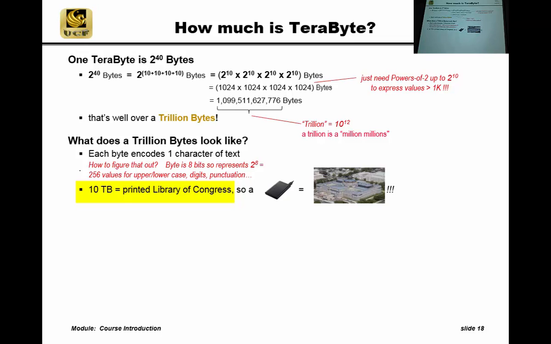Here's something that really made it stick for me. You can buy a 1 terabyte drive. I have a 2 terabyte drive right here, we're recording this video. And 10 terabytes is the total printed matter in the Library of Congress, including figures.